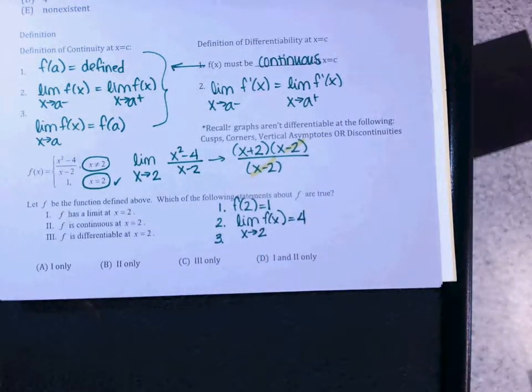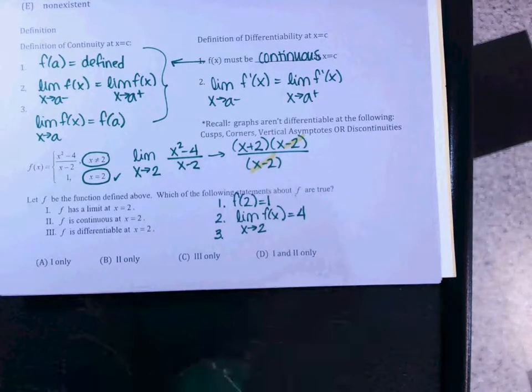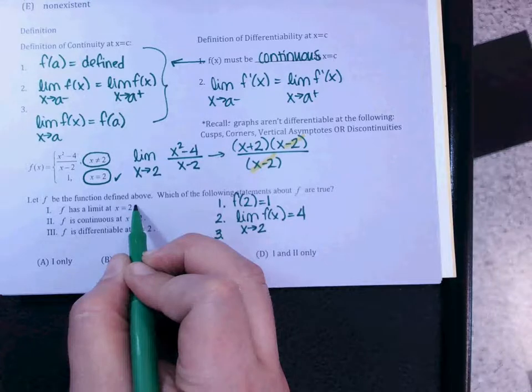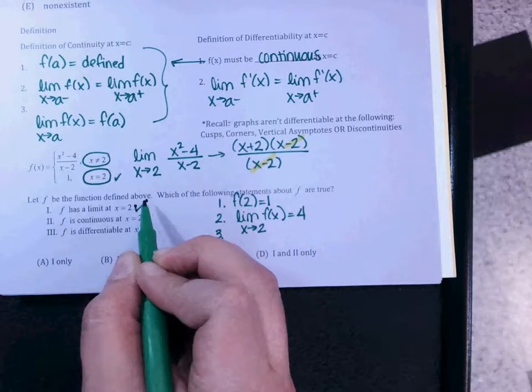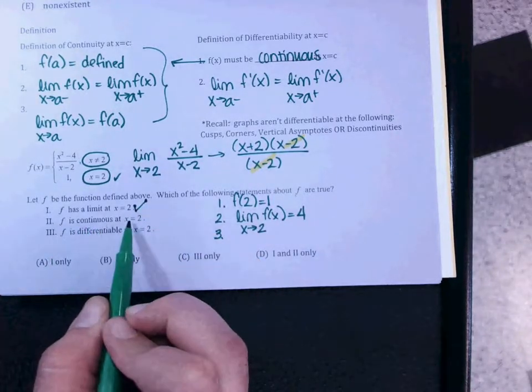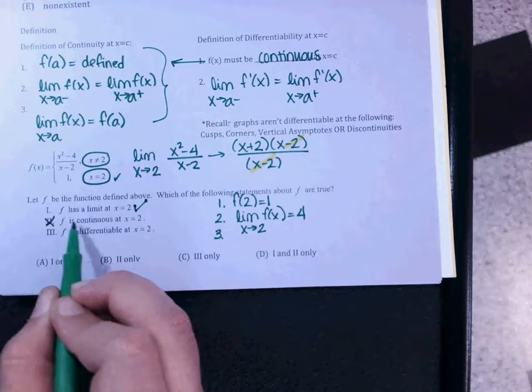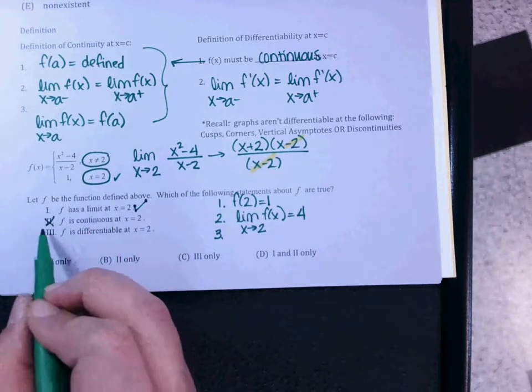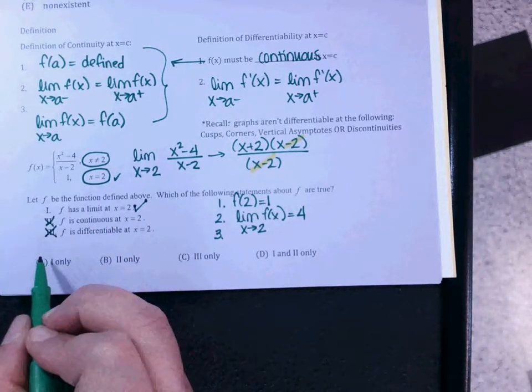So your y value is 1. Would that be 2 to the left? Let's talk about that in 1 second. Okay, so my y value is 1, my limit is 4. So, do I have a limit at 2? Yes. But is it continuous? No. And if it's not continuous, can it be differentiable? No. So it would be 1 only, which is A.